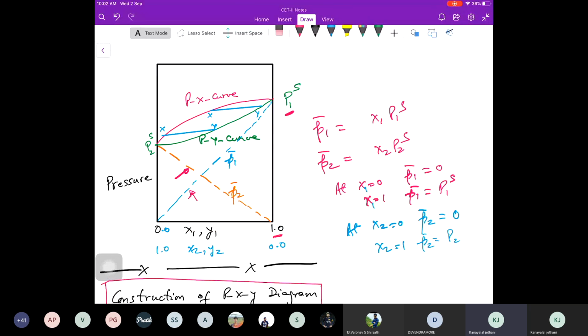ठीक है? Any questions on what we have seen today? We'll see how to draw these diagrams tomorrow. But today understand the concepts. Px, Pxy curve, equilibrium diagram, etc., etc.